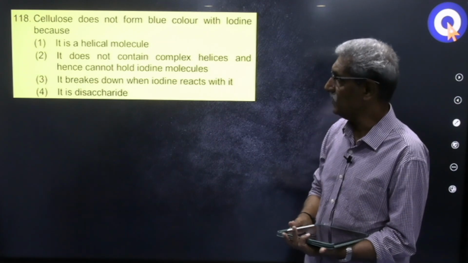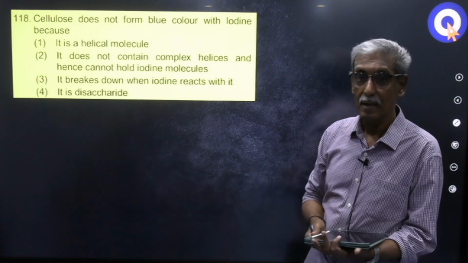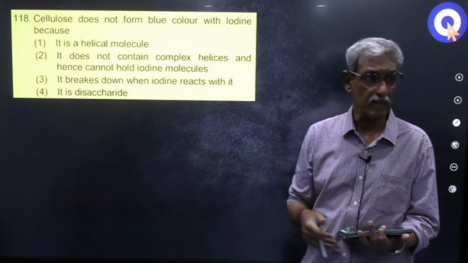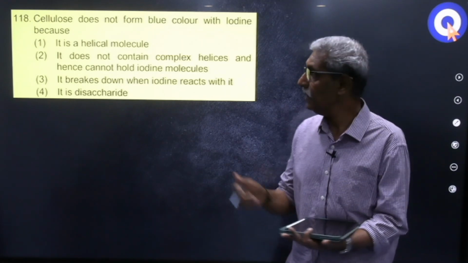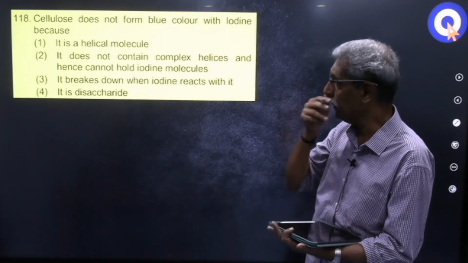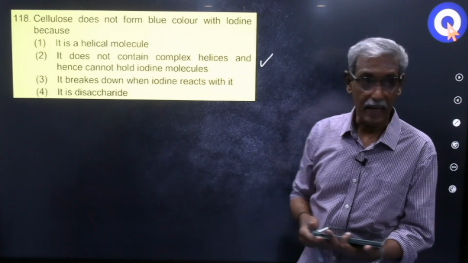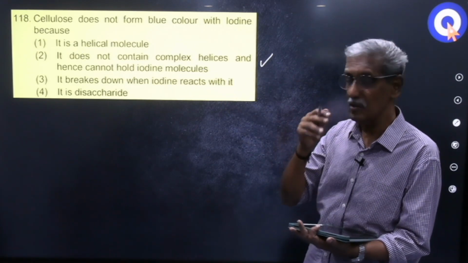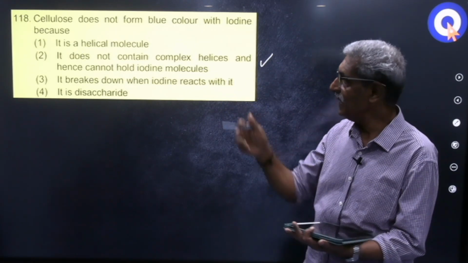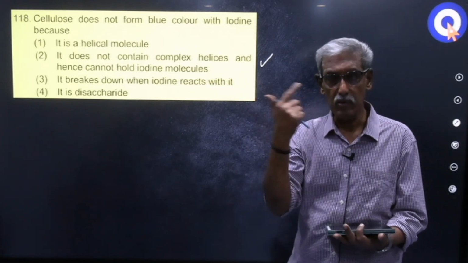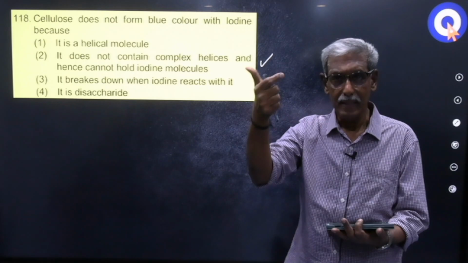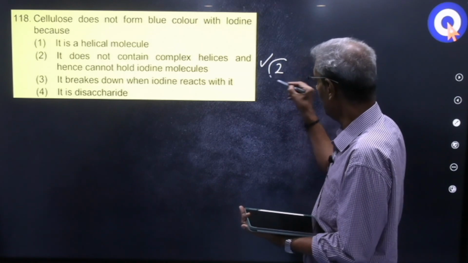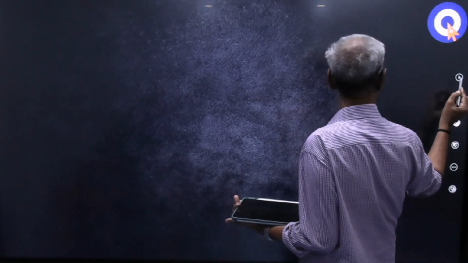Now, when you go to 118, cellulose does not form blue color with iodine. Normally, whenever we have starch, it forms a blue color. But cellulose does not form a blue color with iodine because it does not contain complex helices and cannot hold an iodine molecule. Cellulose is a simple glucose polymer, and because it does not form a spiral, whenever you add iodine, the iodine cannot be held. So the option is 2, and again this is a straight question from biomolecules.